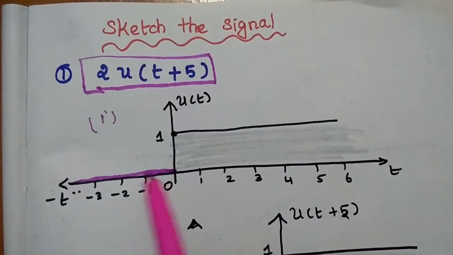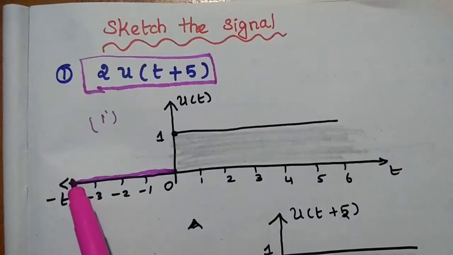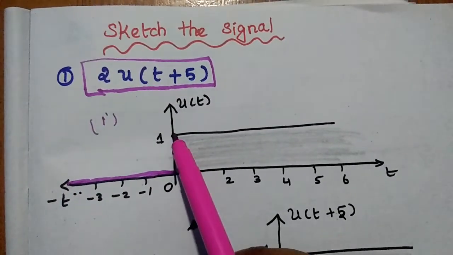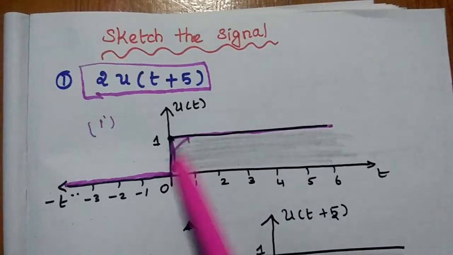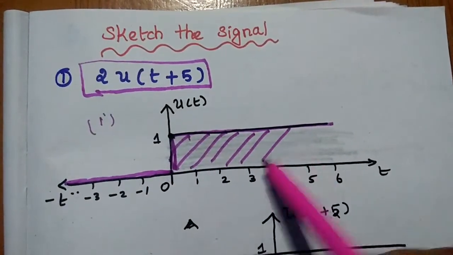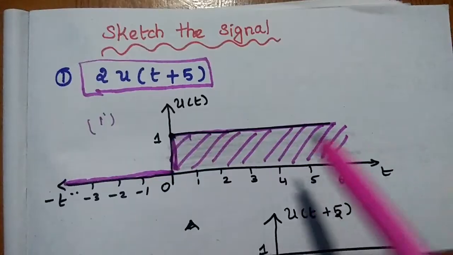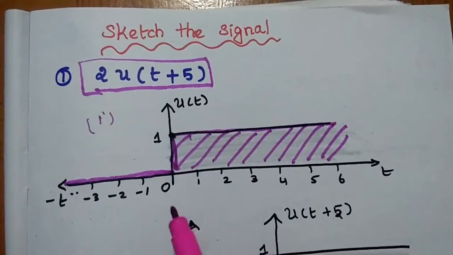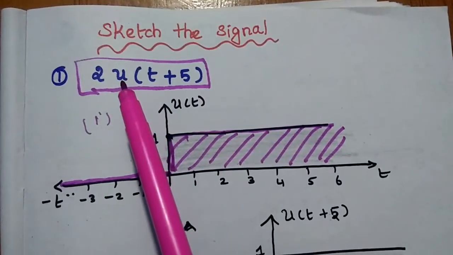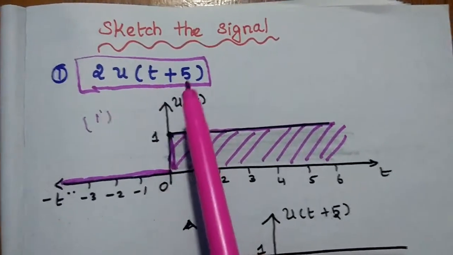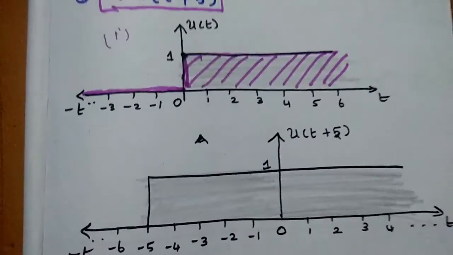So whenever t, this time, is less than 0, its value is 0. Whenever time is greater than or equal to 0, it has value 1. So this is the general diagram of u of t. That is the first step. So next step, we are going to shift the signal. That is the second step.